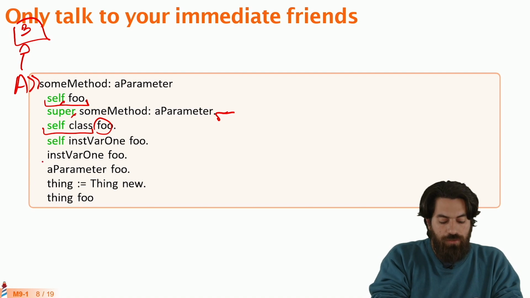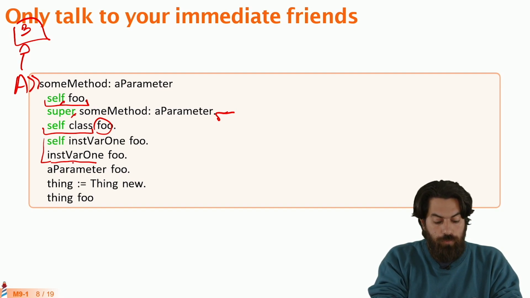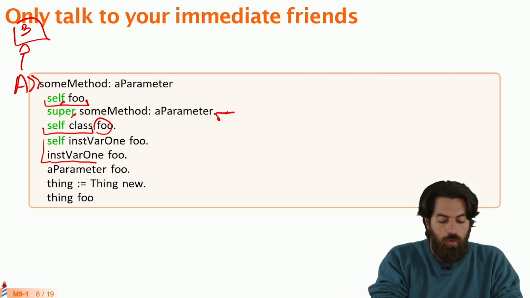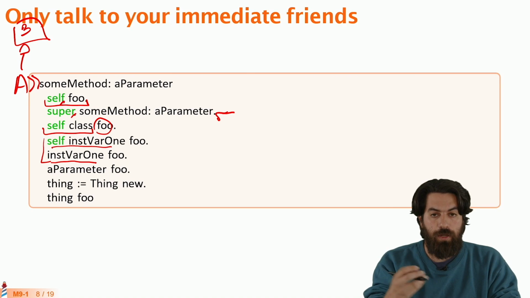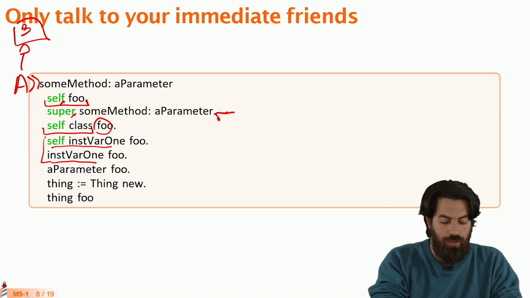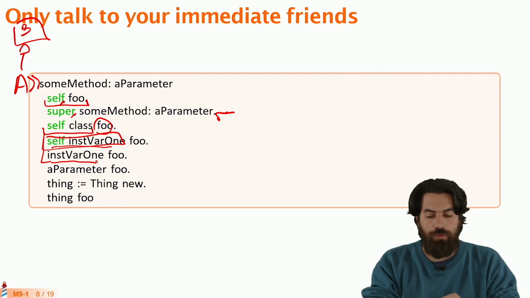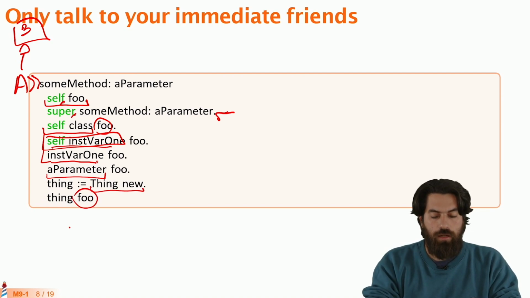We can also send messages to instance variables, so to object references held by instance variables. Here we are sending a message to isVar1 that references some object, and we also allow messages sent to an instance variable accessed by a getter method. So here, this is the equivalent of a getter method that returns the value of isVar1. We can also send a message to parameters, and then we can instantiate objects, and since we just instantiated it, we can actually send it a message.